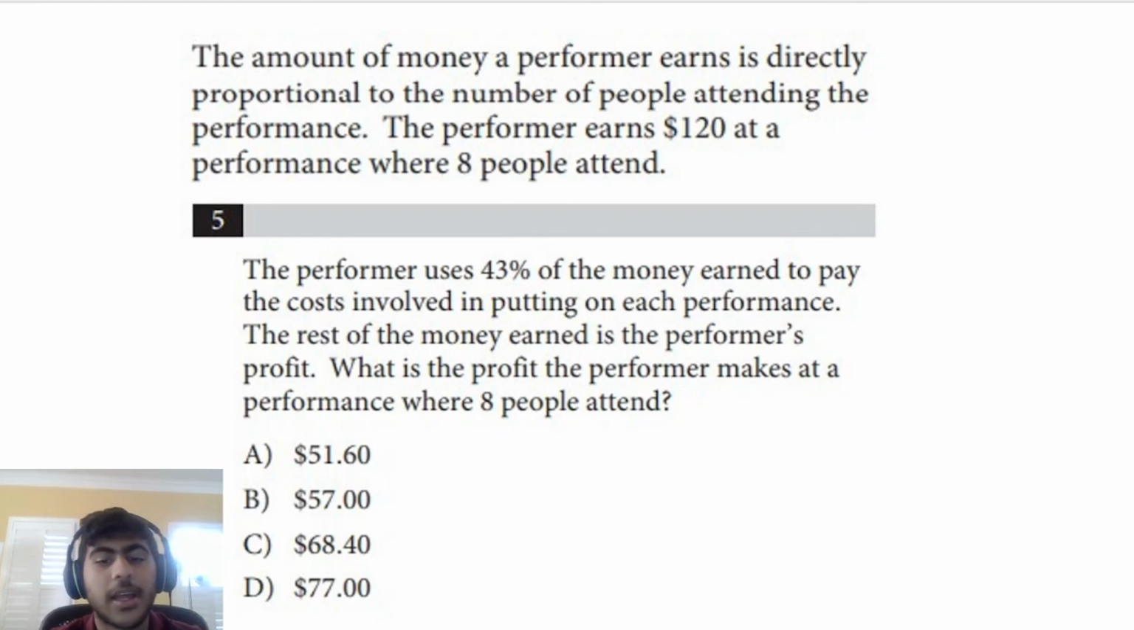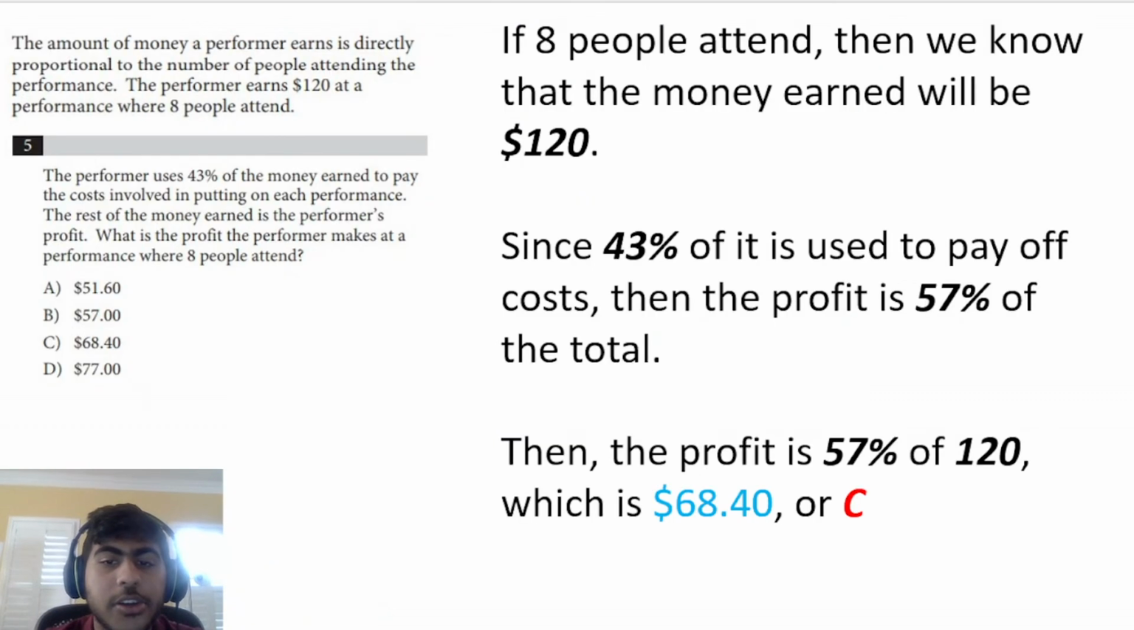Well, we already know that if 8 people attend, they get $120, and if 42% of the $120 is used to pay off costs, then 58%, the rest, is used as profit. So then the profit is just the 58% of the $120 that you had to start with, which is $68.40. Answer choice C.